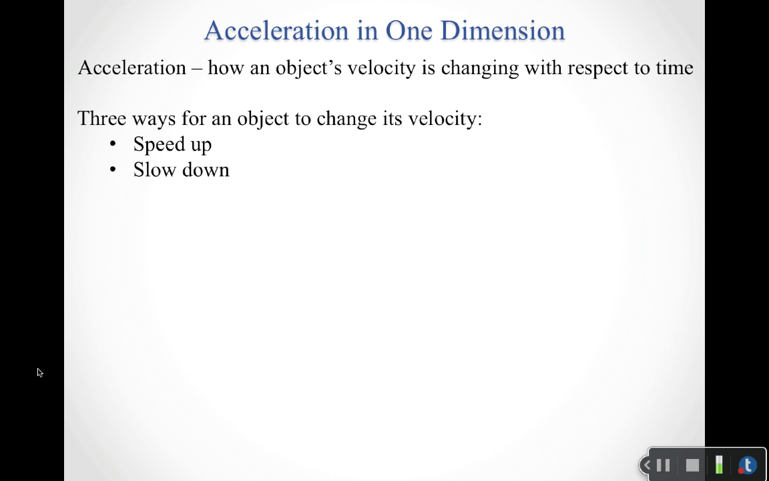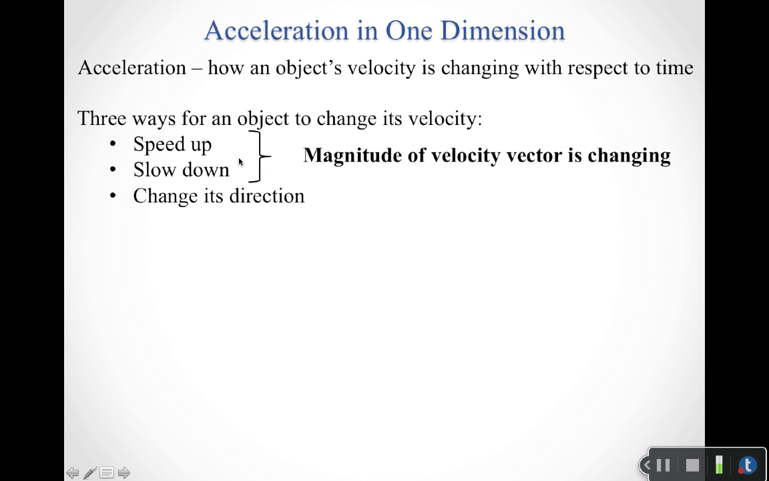So there's three ways for an object to change its velocity. It can speed up, it can slow down, or it can change its direction. So even if you have an object that's constrained to move along a line, so it's just a one-dimensional problem, it still has all three of these options, right? The object can speed up, it can slow down, or it can turn around.